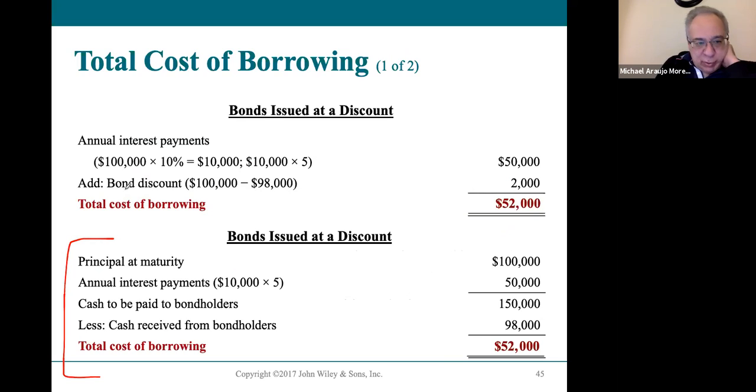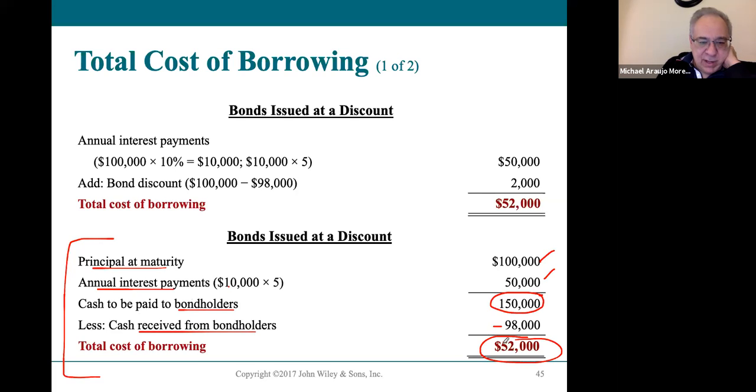You can do it both ways, but I like this. So they promised to pay back $100,000 in 5 years. They're going to be paying $10,000 a year for 5 years in interest. So they're going to shell out $150,000 in cash to these bondholders, paying them back the loan plus interest on the loan. They were able to get $98,000 up front. The difference is their cost of the loan.